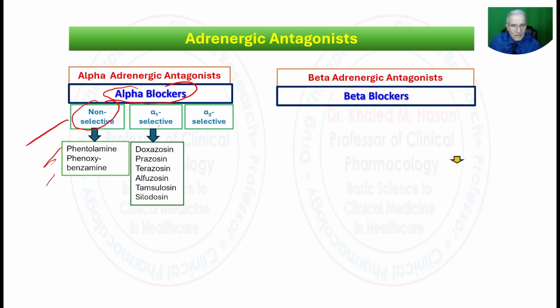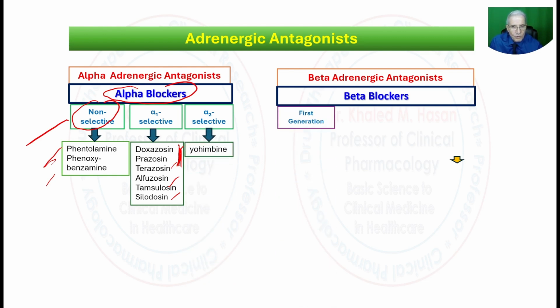For alpha 1 receptor blockers, we have doxazosin, prazosin, alfuzosin, and then tamsulosin. Most of these medications are used for benign prostatic hyperplasia, and the first group we also use for hypertension and prostatic hyperplasia. For alpha 2 receptor, we have yohimbine.